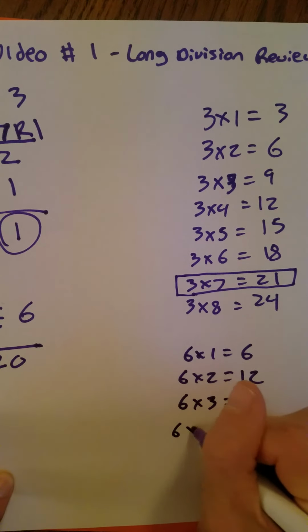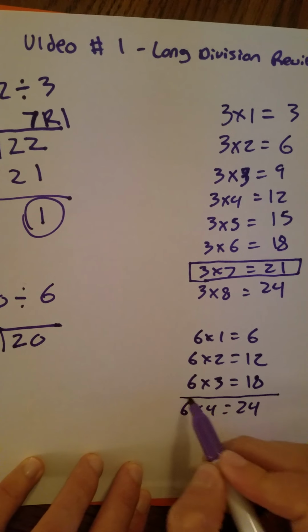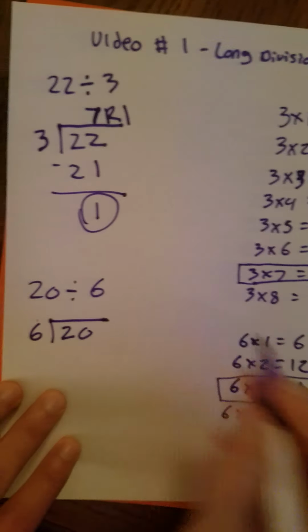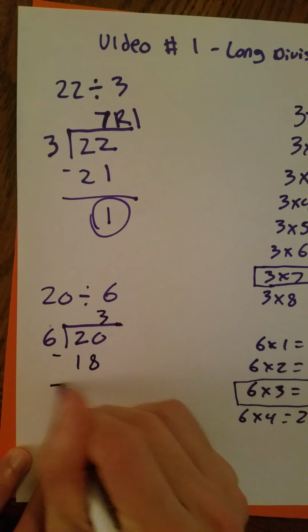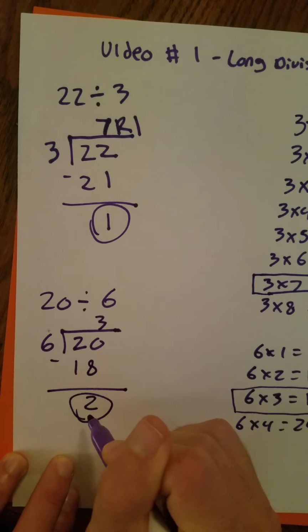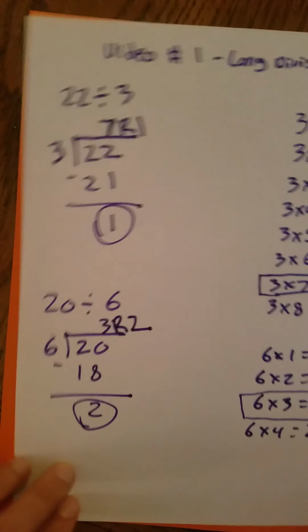All right, we've gone over our dividend of 20, so you can stop. The multiple that got us the closest to 20 without going over, so we multiplied 6 by 3. So we now know 20 divided by 6 equals 3, but there is a remainder. To find that remainder, we're going to multiply 3 times 6, which is 18, and then subtract. 20 minus 18 is 2, which is our remainder. 20 divided by 6 equals 3, remainder 2.